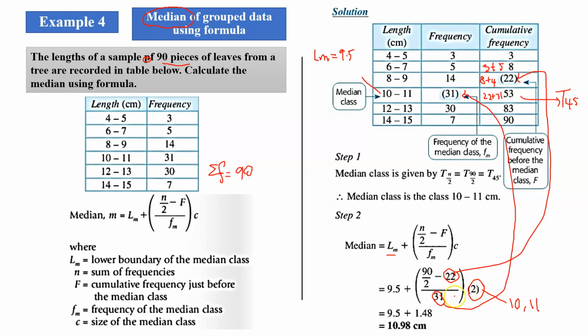So you calculate it using your calculator, then you get the median will be 10.98 centimeter. That's it for the median of group data using this formula. Okay, so during the exam, although this formula will be given to you, you need to at least know what LM stands for, what F is, what FM is, what C is. Okay, you need to know that.